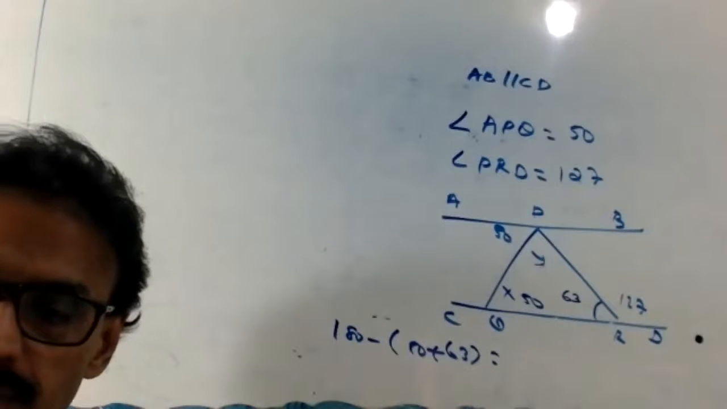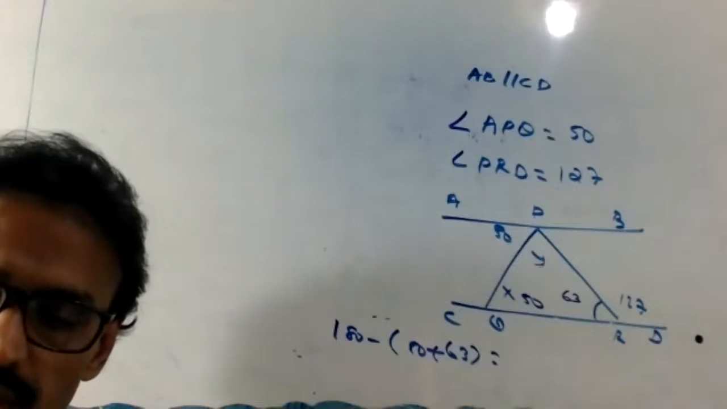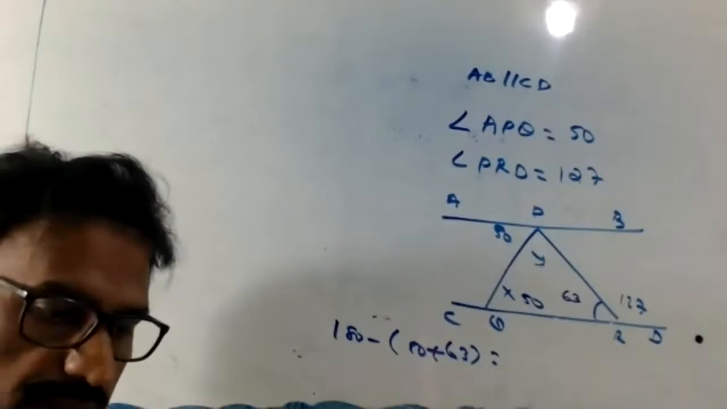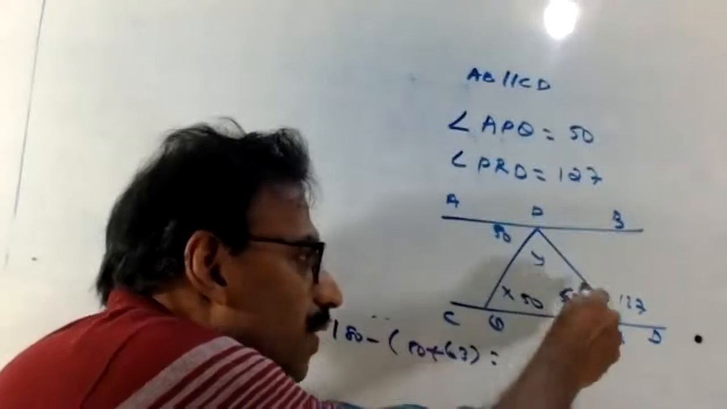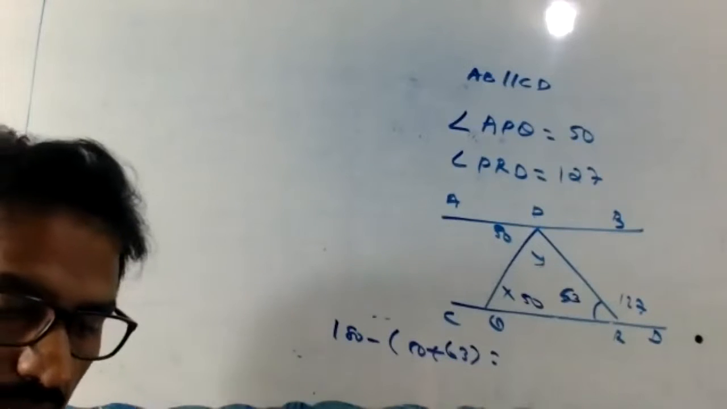Okay, that is fine. It is 180 minus 127. How much? 53. Okay, 53 then. You only said the answer. Okay. So next one.